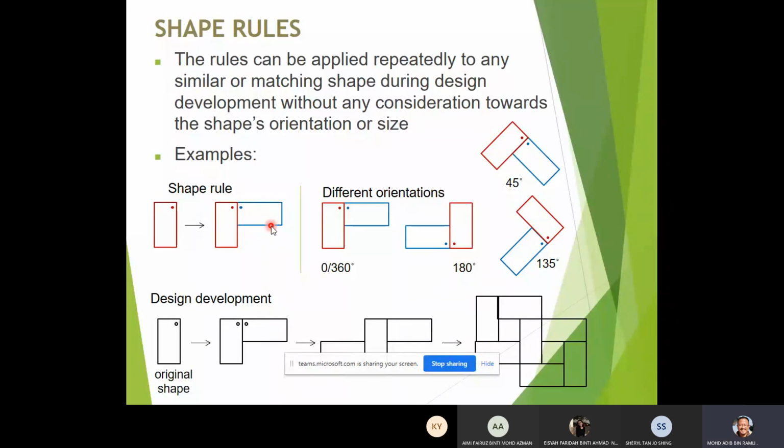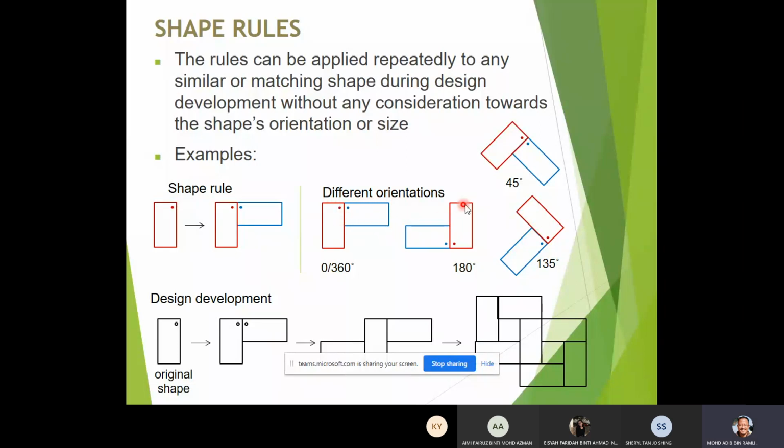Okay, so what does it mean by different orientation, without any consideration towards the shape's orientation or size? So in this case, if the orientation is like this, then this is how you connect. This is where the label is important, right? So first you just imagine this rectangular shape, and then you put the label at the top right corner. And then when you apply the rule, that's how the new shape is going to be added to the original shape.